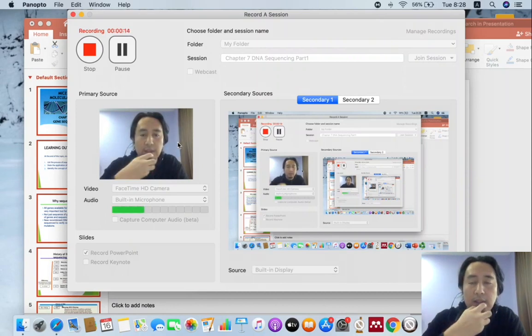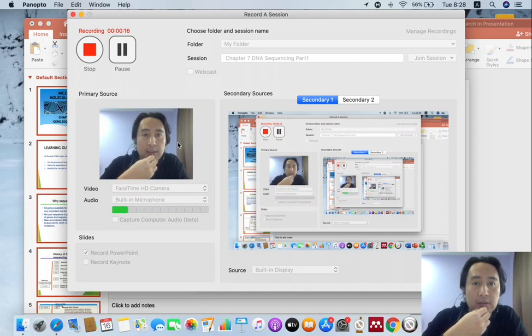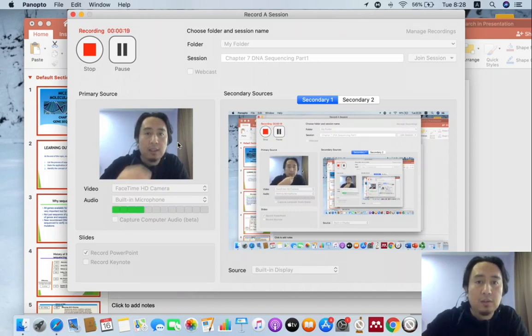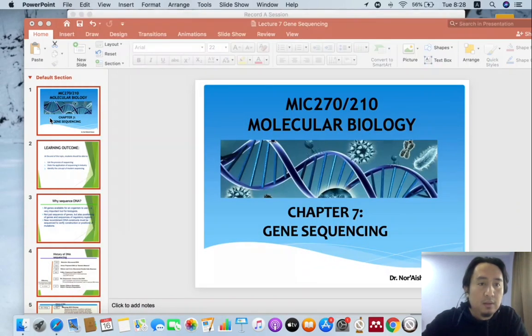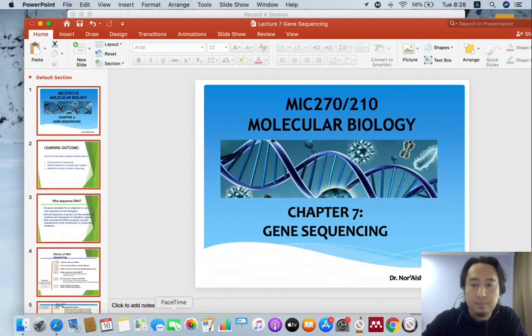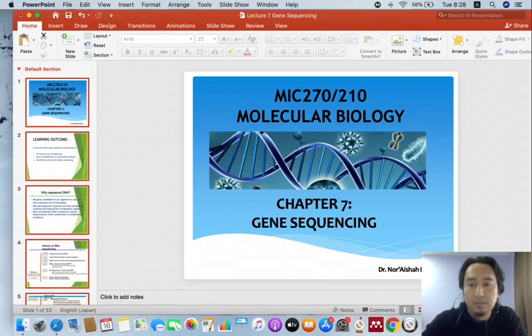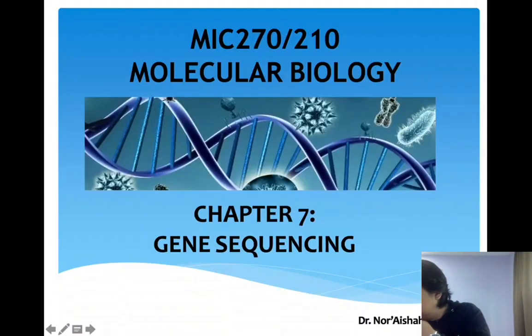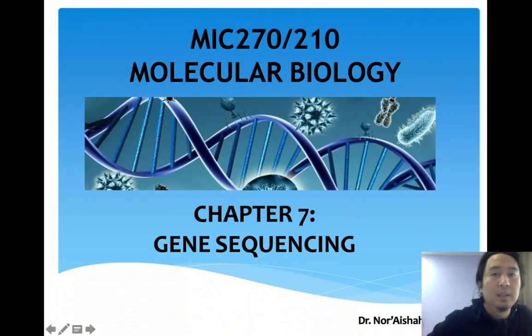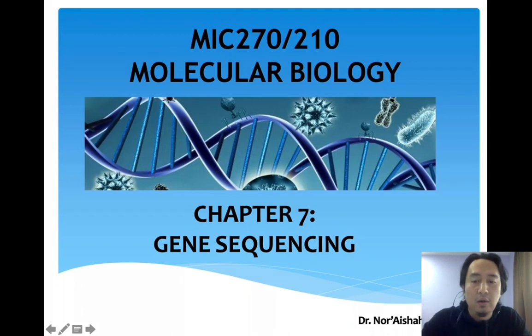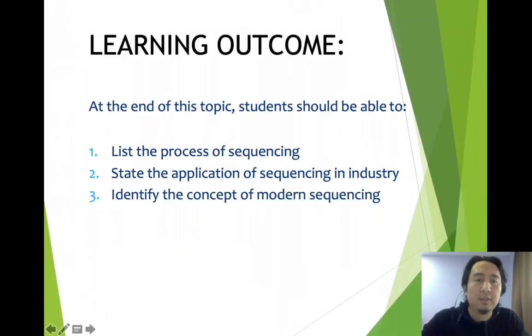Okay, today let's continue our lecture class on chapter 7, which is DNA sequencing, part 1. So, gene sequencing or DNA sequencing, chapter 7. This is the learning outcome. At the end of this topic, students should be able to list the process of sequencing.